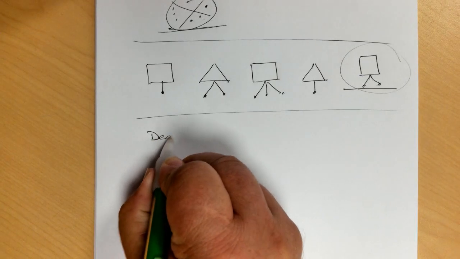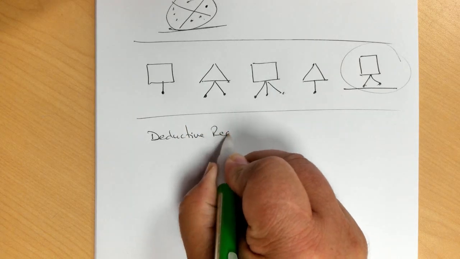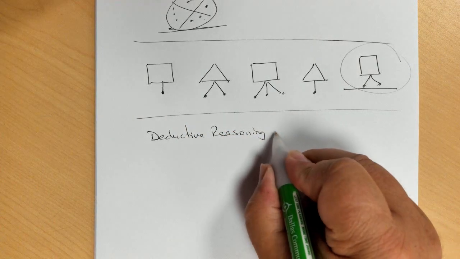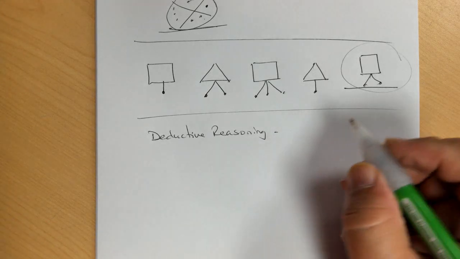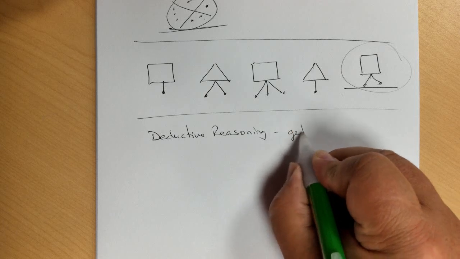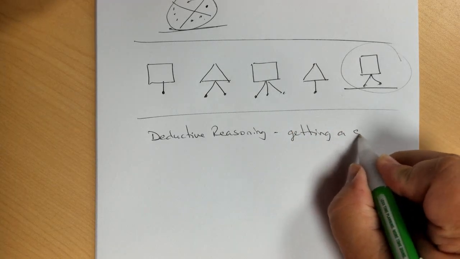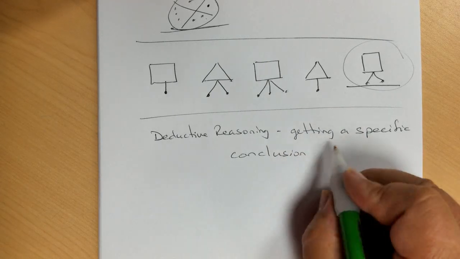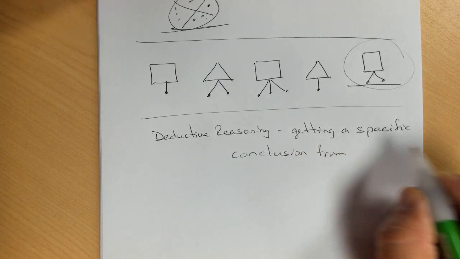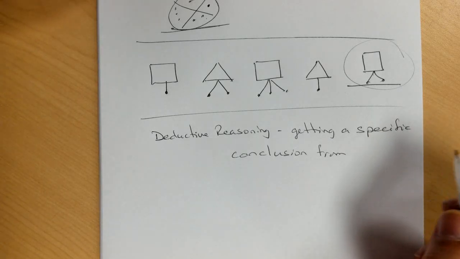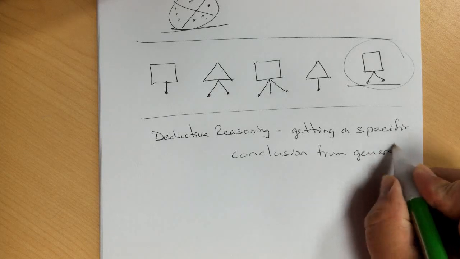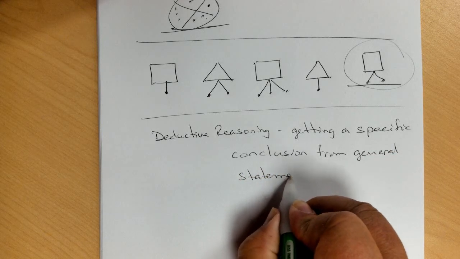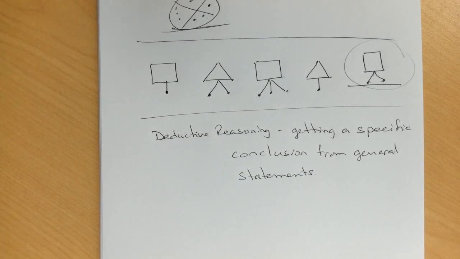Now let's look at deductive. Getting a specific conclusion from general statements. So we have general statements, we come up with a specific conclusion.